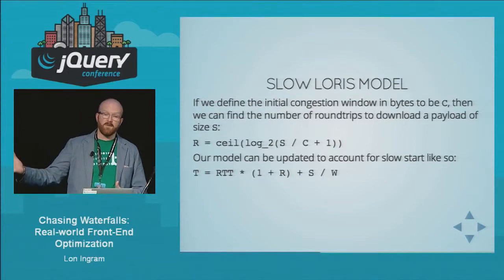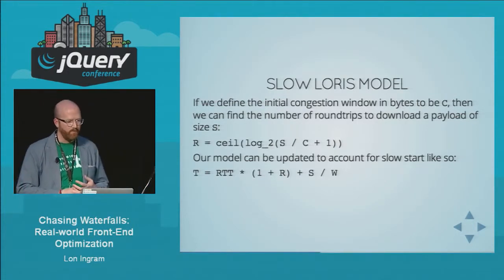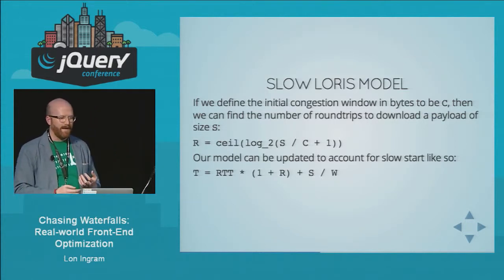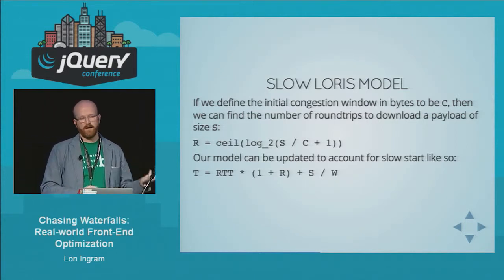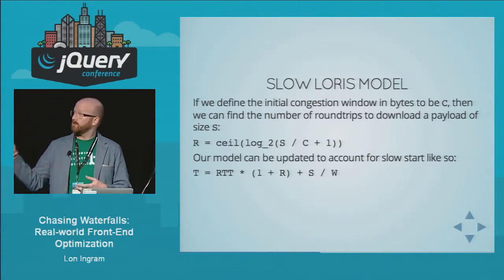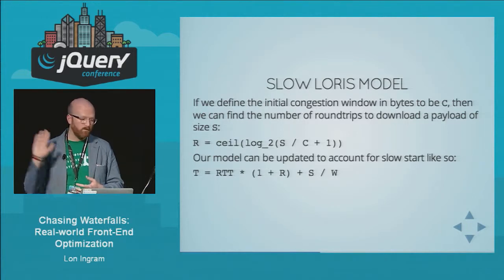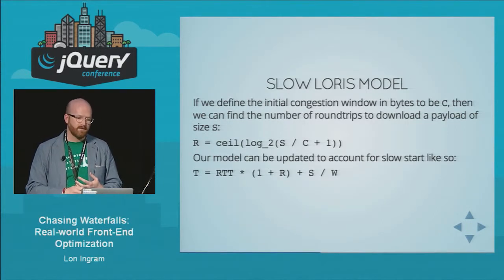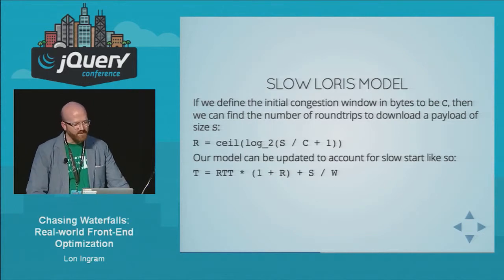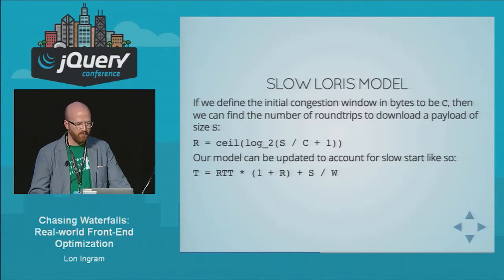So let's refine our model even further. If we add in the idea of this C-wind, or congestion window, and we define that in bytes as C, then we can find the number of round trips R to download a particular payload of size S using this formula. I don't want to go into where that formula came from; I asked a buddy of mine who's a math PhD to help me figure it out. That tells us the number of round trips it'll take to download a payload of some size.